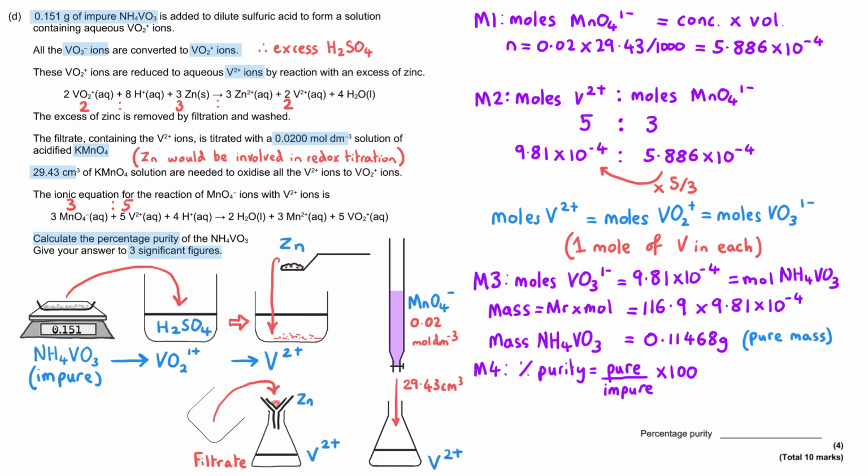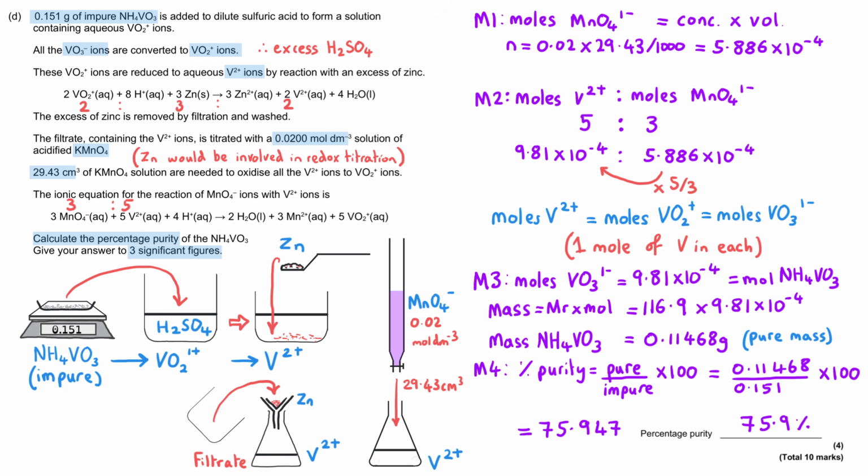So to work out percentage purity, we take that number and we divide it by the impure mass of 0.151, we multiply it by 100, and we get 75.947%. We've been commanded to express this to three significant figures, and so this rounds to 75.9 to three significant figures.